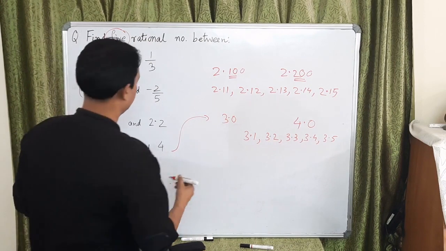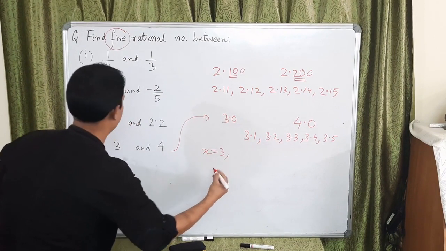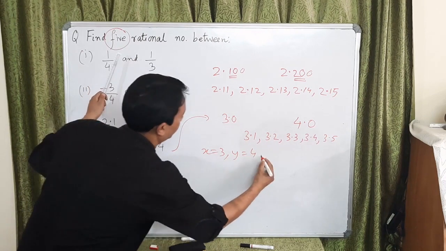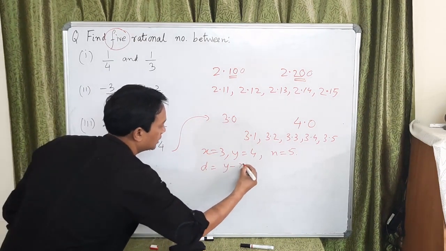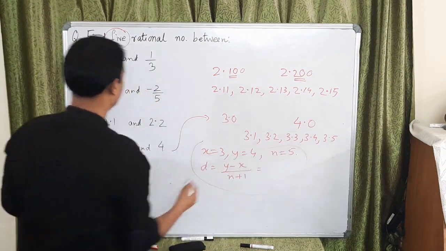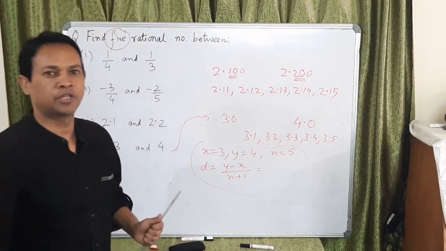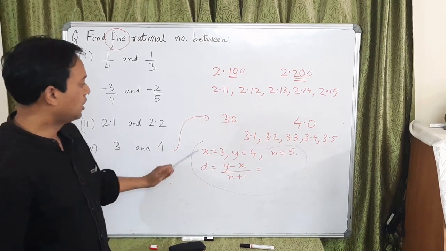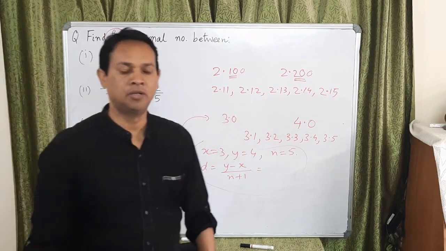But in the book, you may have seen they apply a formula like this, denoting x equals 3, y equals 4, and then calculating. Since we need to find 5 of them, n equals 5, then applying the formula d equals y minus x by n plus 1, getting d. This is just a waste of time when we can do it in a very simple way. Why apply a formula? In maths, we should not apply any formula if you can do it directly. Maths formulas are meant only to make calculations simple, not complicated. So I would suggest don't use such formulas which make things more complicated instead of simple.